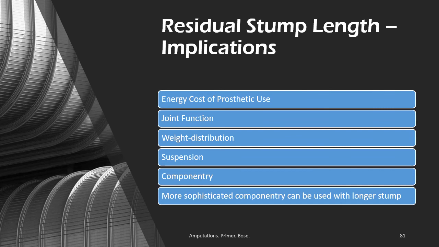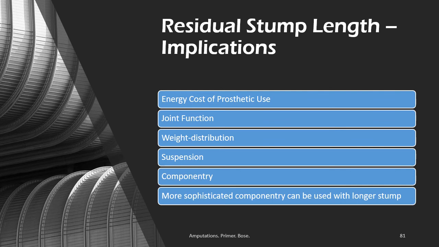In that arithmetic, the energy cost of a prosthetic leg user can be stated to be inversely proportional to the length of the residuum. In other words, the shorter the stump, the more energy is used, and vice versa. Therefore, for the least energy consumption, a longer stump is generally preferable.